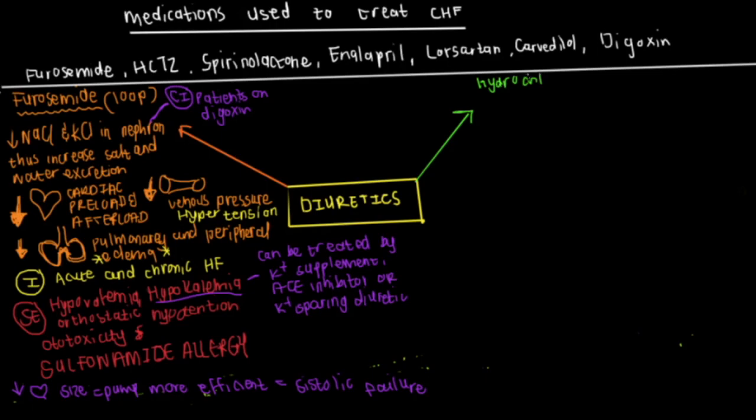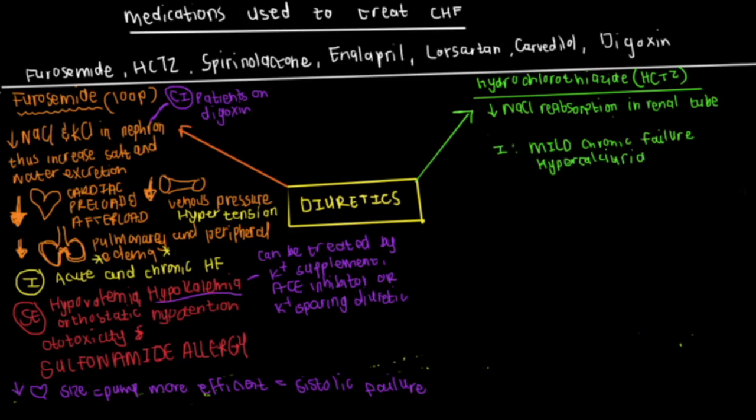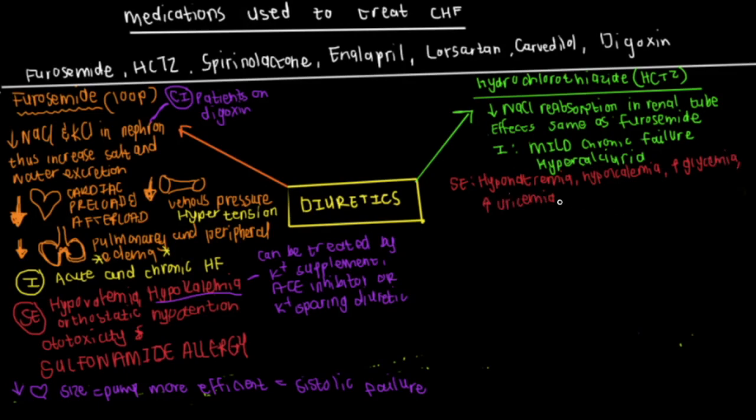So hydrochlorothiazide is only going to decrease the sodium chloride reabsorption in the nephron. The effects that it has on the heart are very similar to those of furosemide, and we are going to use it in the treatment of mild chronic heart failure and hypercalciuria. The side effects also correlate with furosemide, and will include hyponatremia, hypokalemia, hyperglycemia, hyperuricemia, hyperlipidemia, and sulfonamide allergies.